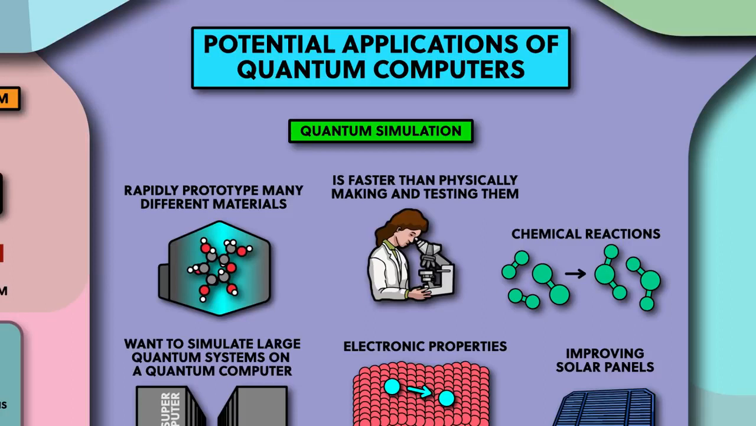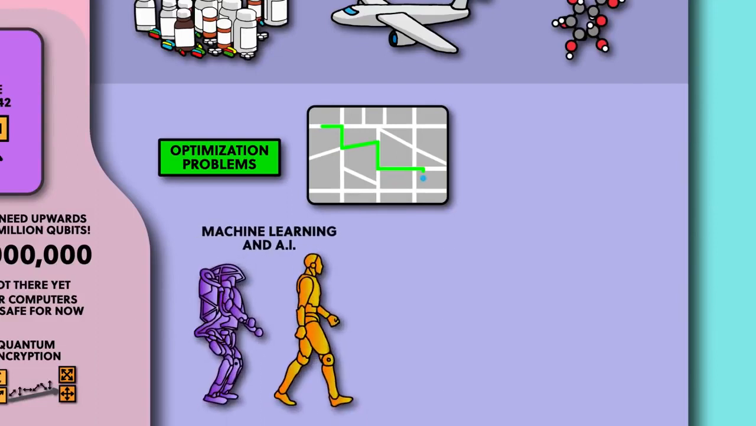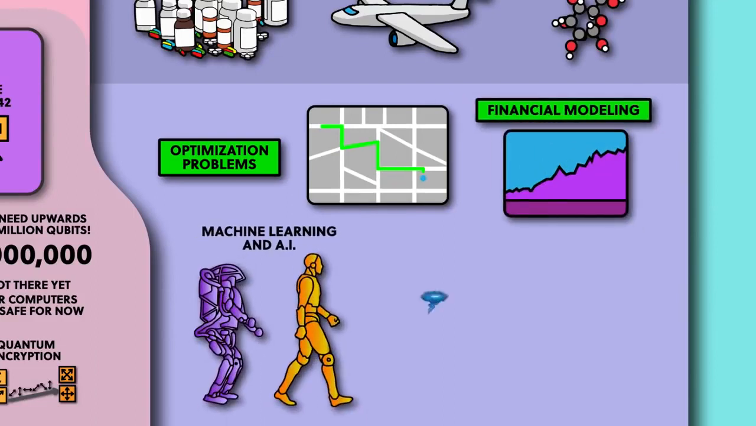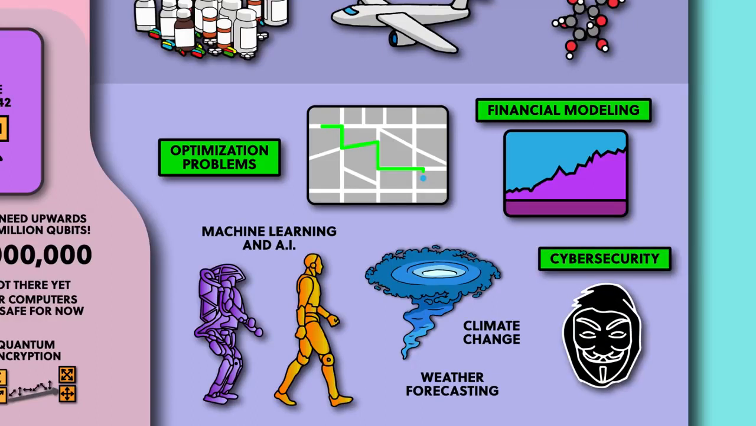But it's worth reiterating that all of these are potential applications of quantum computers because we don't have any quantum computers that can solve real-world problems better than our normal computers yet. But these are the kinds of problems that quantum computers would be well suited to. Other applications outside of quantum simulation are optimization problems, machine learning and AI, financial modeling, weather forecasting and climate change, which I'll be honest, I don't really understand how that would work. And finally, cybersecurity, which I think just boils down to Shor's algorithm, which I've already described.